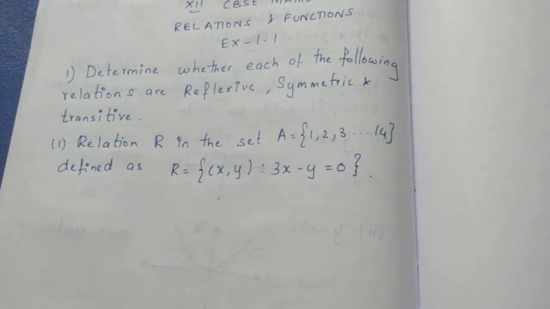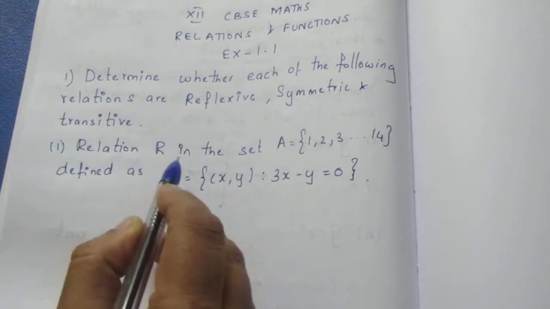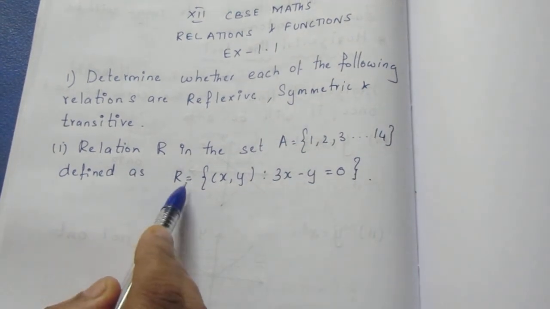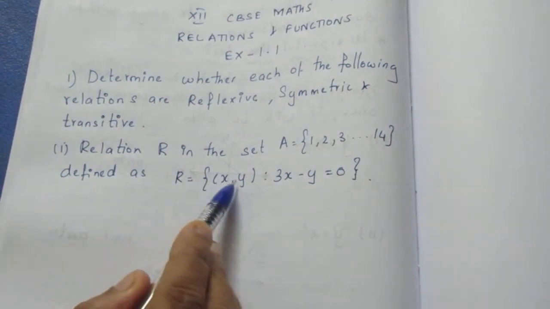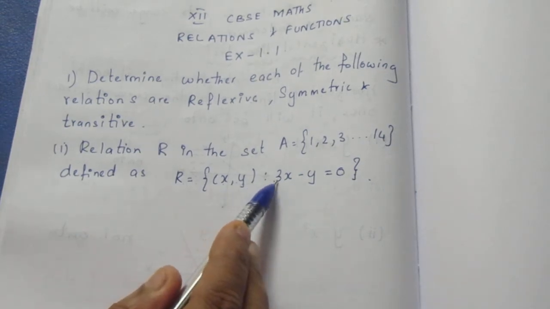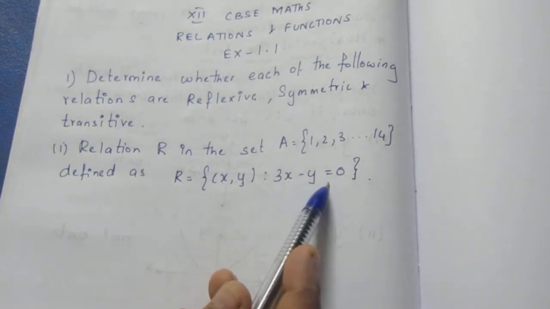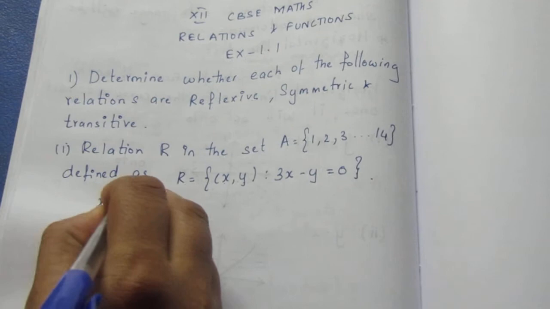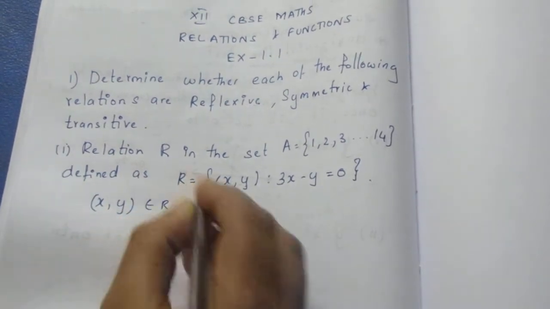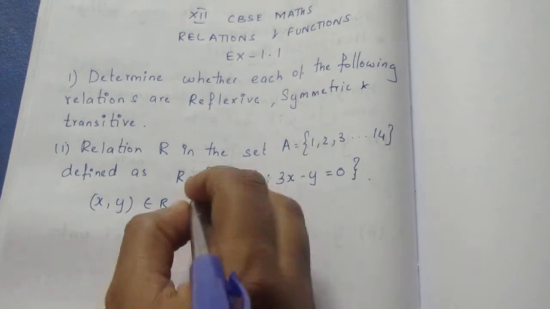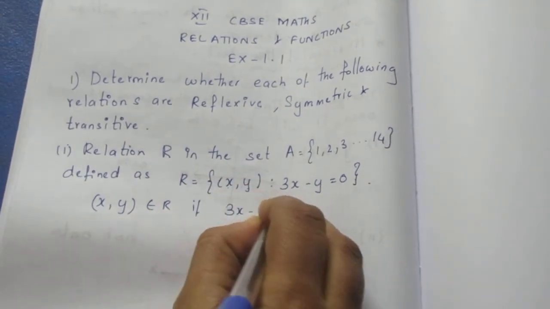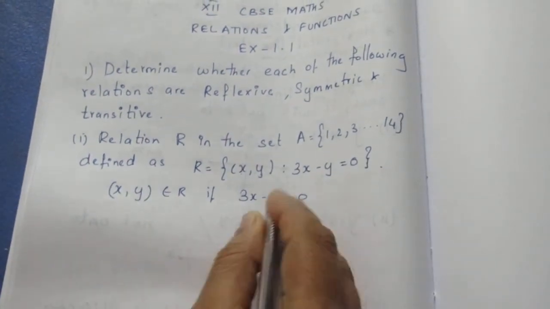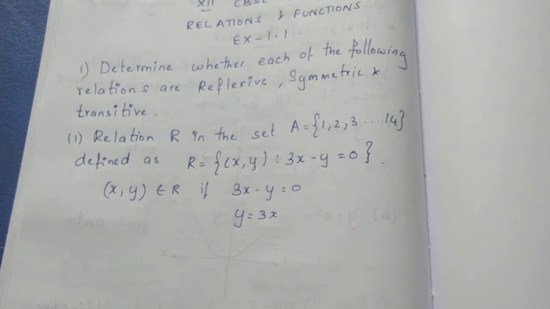Here the given question is relation R. Here the relation R in the set A is equal to 1 to 14, defined as R is equal to x comma y, where x is first and y is next, and the equation given is 3x minus y is equal to 0. They have given that x comma y belongs to R if 3x minus y is equal to 0. That means we can also write this as y is equal to 3x. If I bring y to this side, it becomes y is equal to 3x.